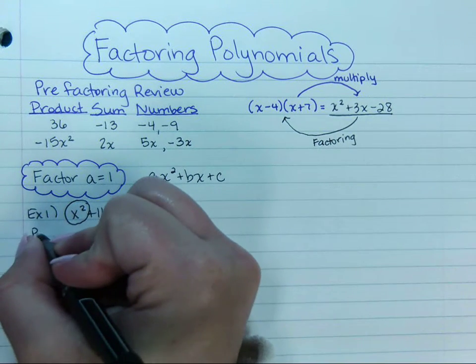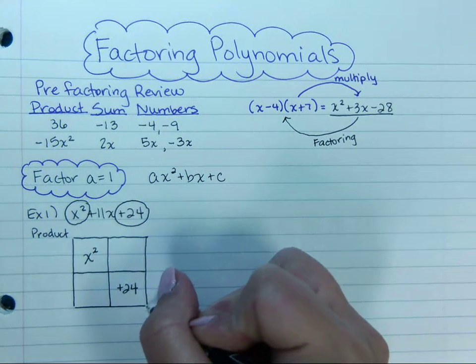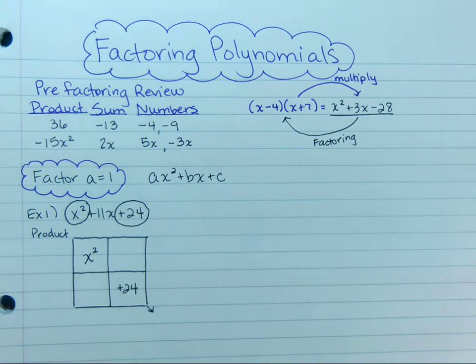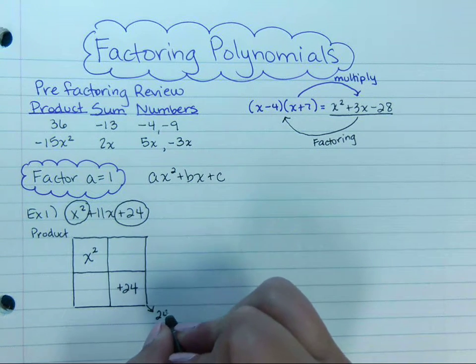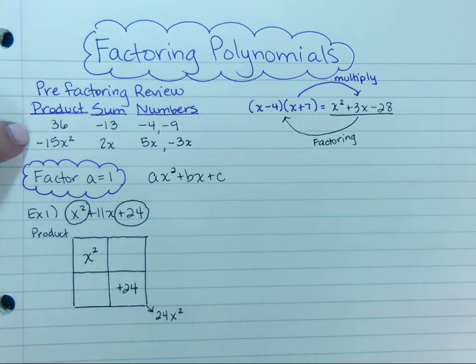So the first thing I'm going to do is look for the product of these 2 diagonals going downward. So I want to multiply these 2 boxes. And when I do that, I'm going to get 24x squared. It's very similar to up here in this pre-factoring review where I wrote negative 15x squared, but I'm showing you how I'm getting that number now.